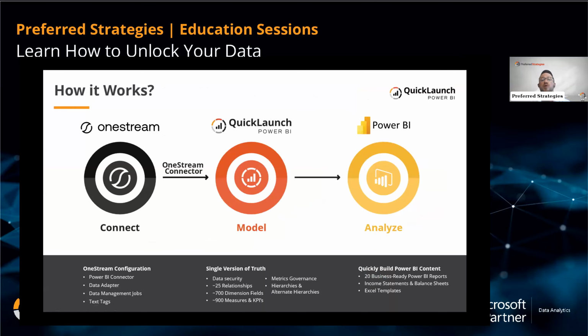So how does QuickLaunch for OneStream work? Well, configuration starts in OneStream with the customer licensing the Power BI connector. We install custom data adapters and build a text tag specifically built to easily integrate for the QuickLaunch data model. The QuickLaunch data model leverages financial intelligence, local and consolidated reporting, and entity-based dynamic row-level security to easily create visualizations to analyze corporate performance accurately, providing business-ready Power BI reports, Excel templates, and optional income statements and balance sheets for even quicker insights.